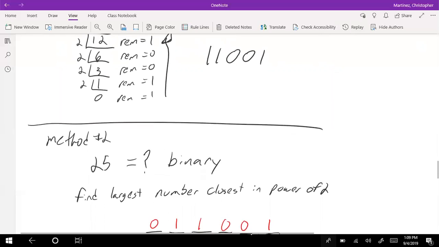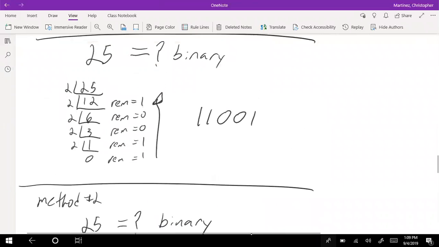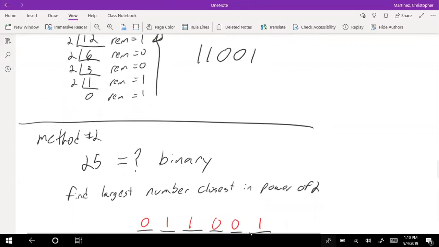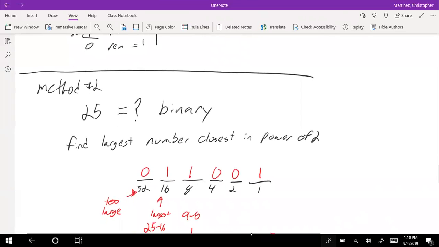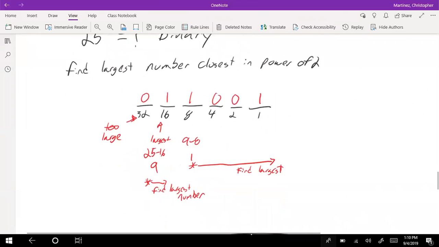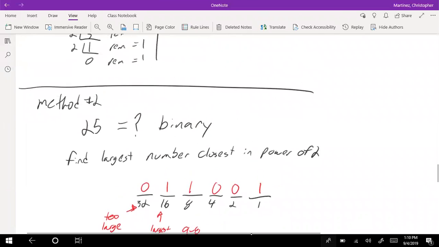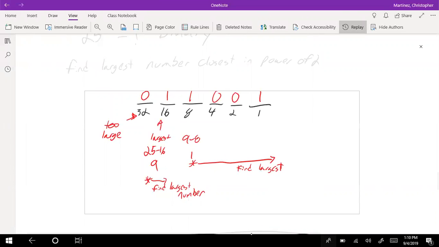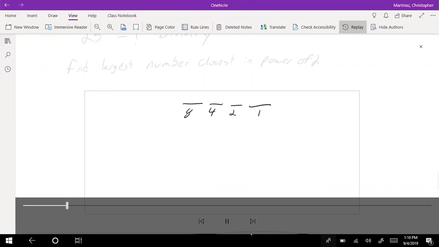Next thing we can do, a second method. Second method is, let's try to avoid all this arithmetic that we're doing and taking up room on the paper. So what we're going to do is try to find the value based off what is the largest number closest. So we're going to look at 25, the one we just did. I'm going to write out a number of bits. Let's say we do not know how many bits 25 is going to be. I'll write out weights. I'll write out a weight of 1, a weight of 2, 4, 8, 16, and 32.